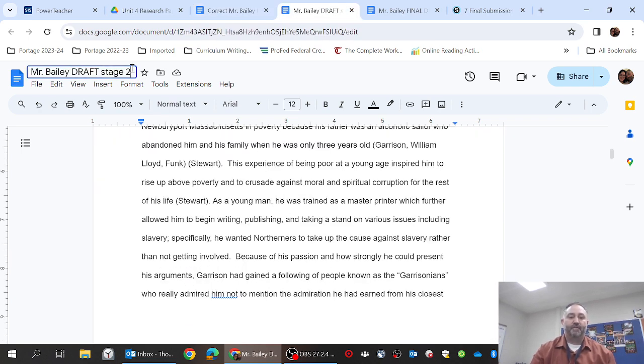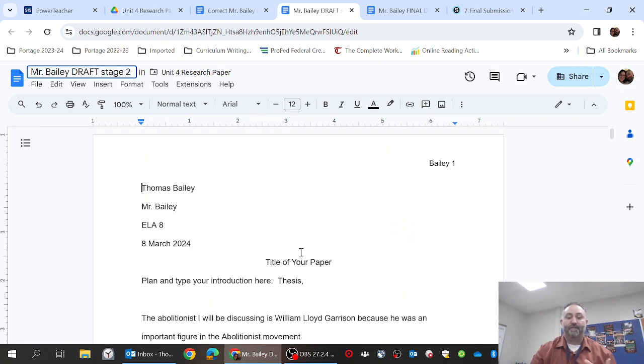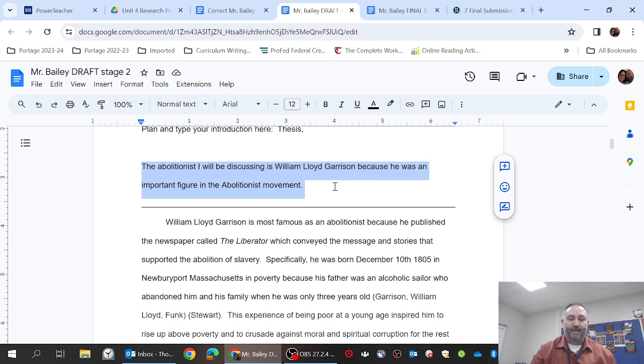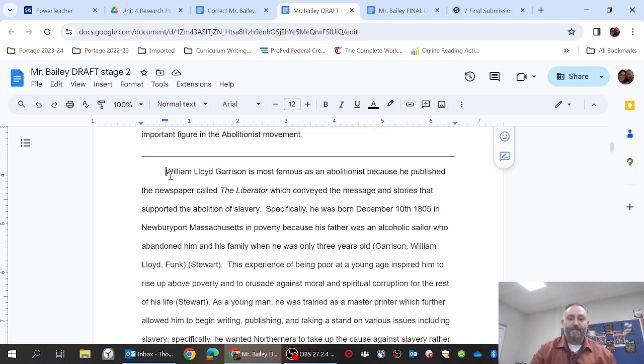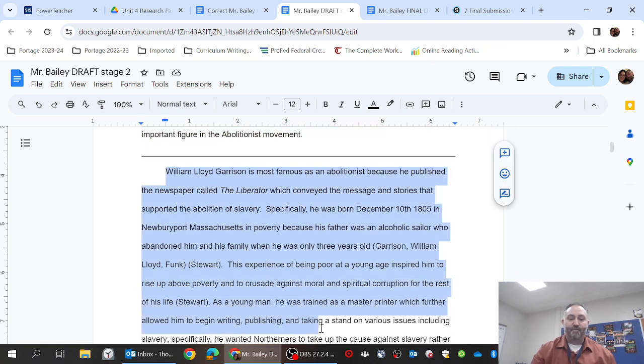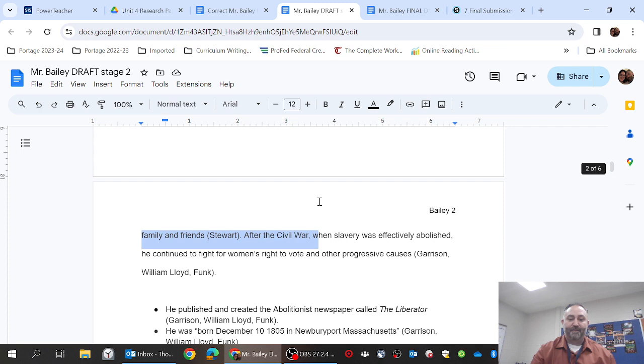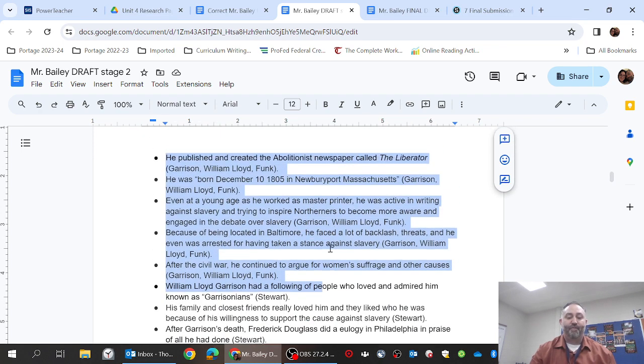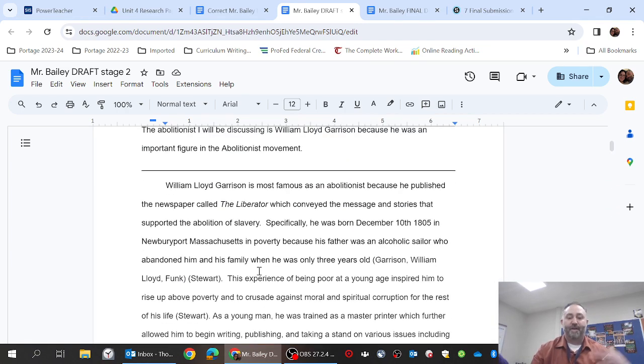Then you'll see it says draft stage two. So this was my second draft. I kept the exact same thesis as it was, but this time I started to write the paragraphs using the bullet points. Now, I did not use all of the bullet points. I only used ones that I thought sounded natural and should fit inside of this.